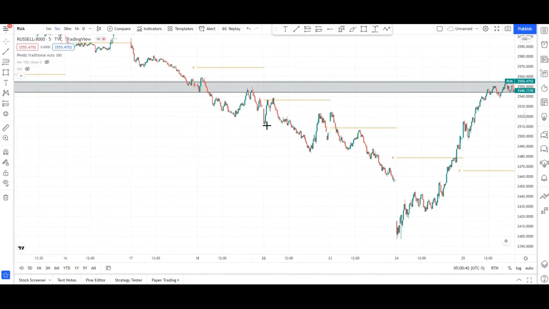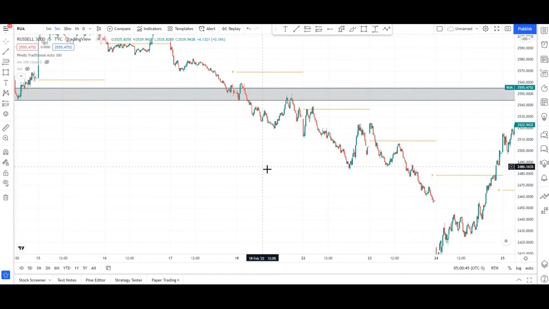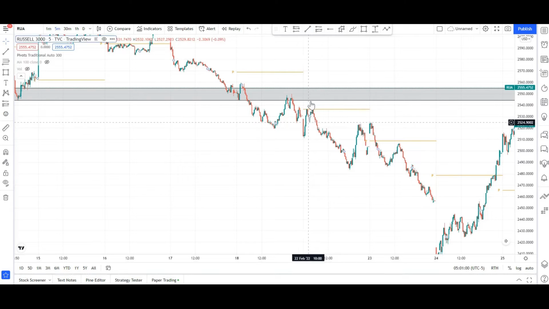Okay guys, you can see that on 18th I told you this is the major resistance area. After that you can see that an M pattern is made. After that the M pattern was once again made here, and this is the thing. Just a second here.